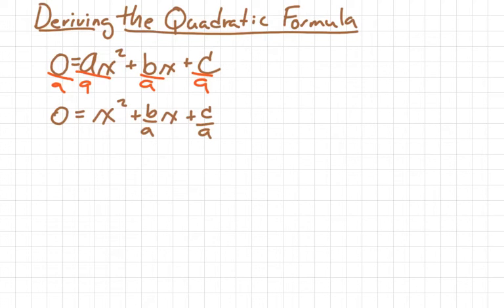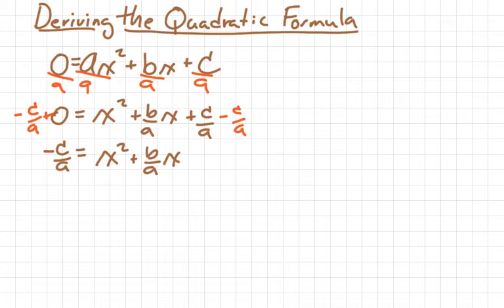Okay. The next thing we need to do is, I'm not sold that this c over a is indeed the c value that we're going to need to make a perfect square. So I'm going to subtract c over a from both sides. And I'll get negative c over a is equal to x squared plus b over a x, and that's it.